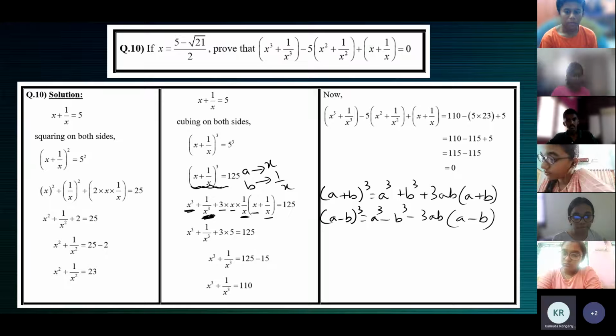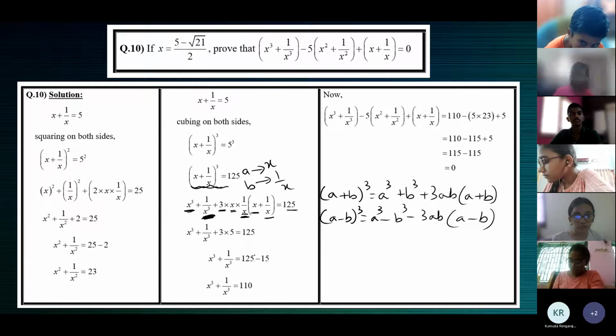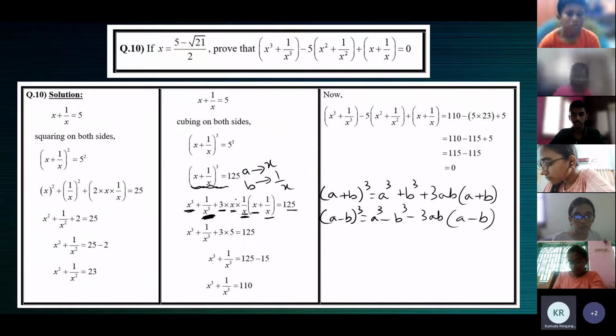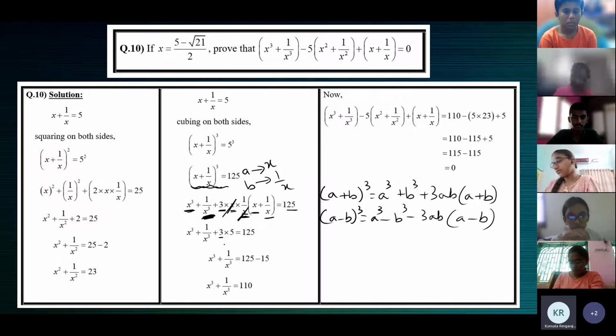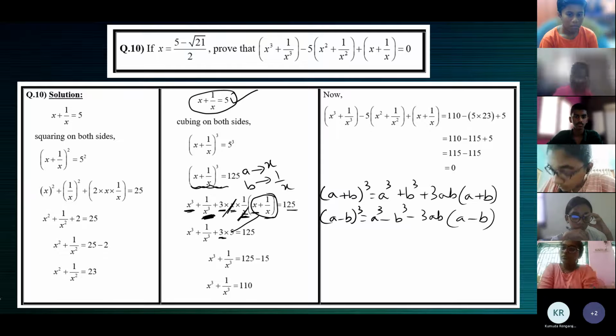a^3 + b^3 + 3ab(a + b) is equal to 5 cubed, which is 125. 5 into 5 into 5 is 125. Now, children, what's important is this x and this x will get cancelled. So you'll have 3. And what is the value of x + 1/x? 5. So use that value 5. 3 into 5.